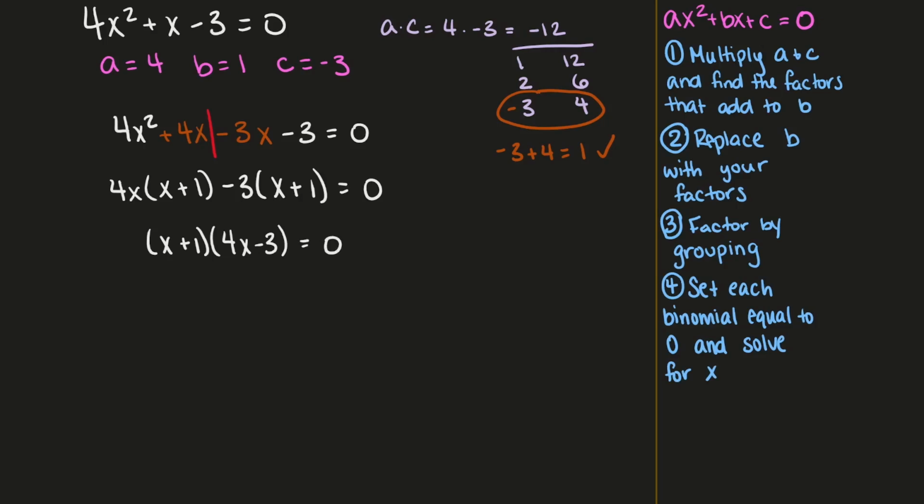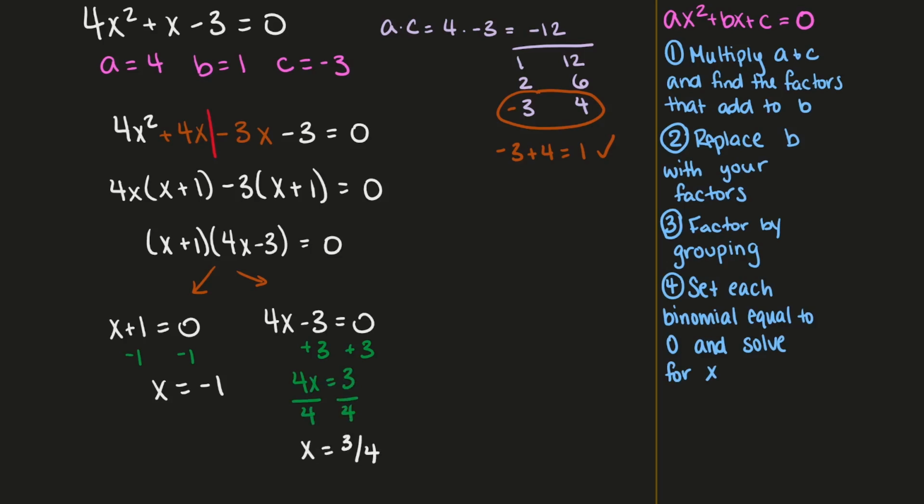Now for our last step, we're going to set each of these equal to 0, and we're going to solve for our x. So we'll have x plus 1 equals 0, and 4x minus 3 equals 0. For our left binomial, we'll subtract 1 from both sides, and we get x equals negative 1. On our right binomial, we'll add 3 to both sides. We get 4x equals 3. Then divide both sides by 4, and we get x equals 3 over 4. So our two values for x are negative 1 and 3/4.